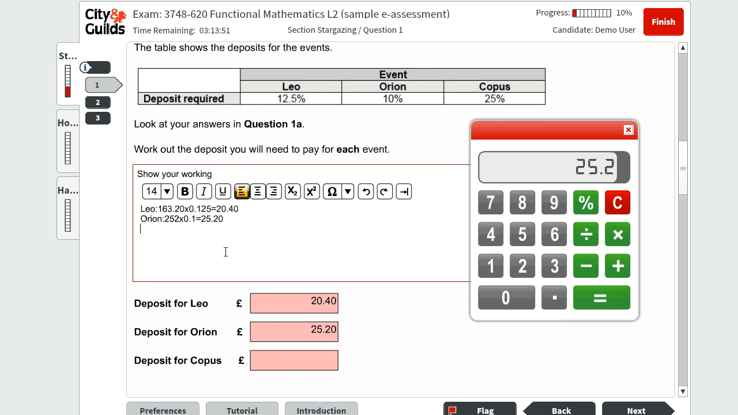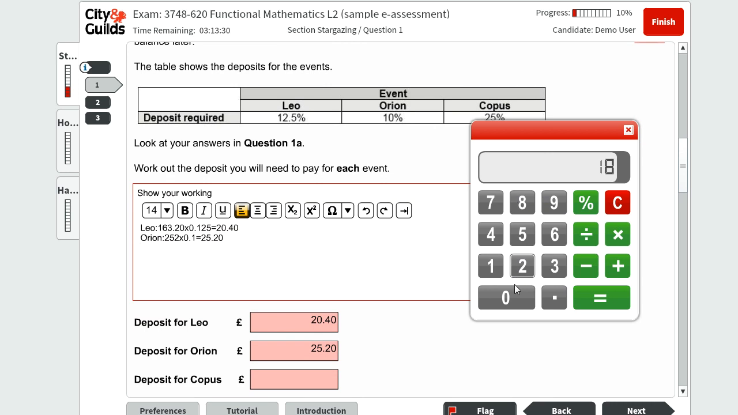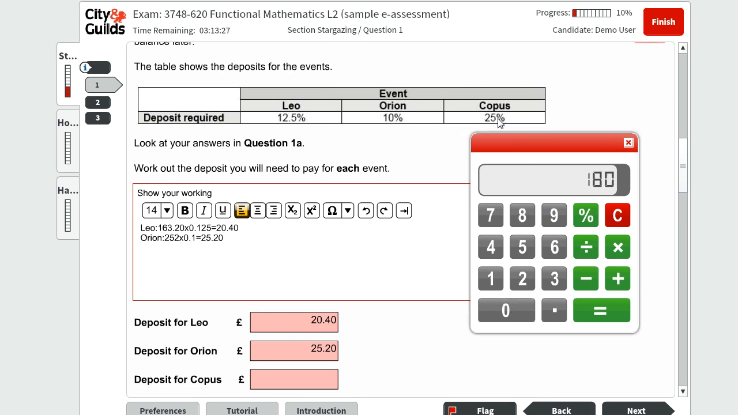Also in the exam, just so you know, you don't always have to show your working. If you feel like the calculation on the calculator is correct, you can just put it in here. We'll do that for Corpus. We have a cost of 180 for the event, and the deposit is 25%. 180 times 0.25. Again, we divide 25 by 100 to find the decimal in order to multiply with the actual cost. We will have a £45 deposit to pay for Corpus.